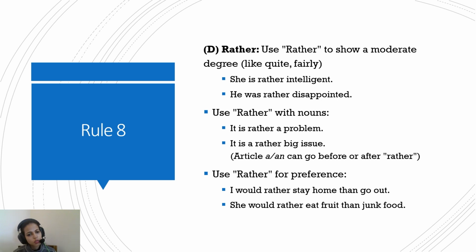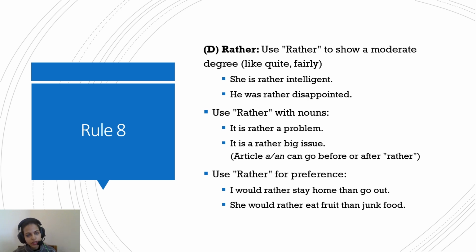Or you can use the word "rather" with nouns also. It is rather a problem, it is rather a big issue. Something like that. "A" can go before or after "rather," it's fine either way; it depends on the context. You can also use the word "rather" for preference. So, I would rather stay home than go out.